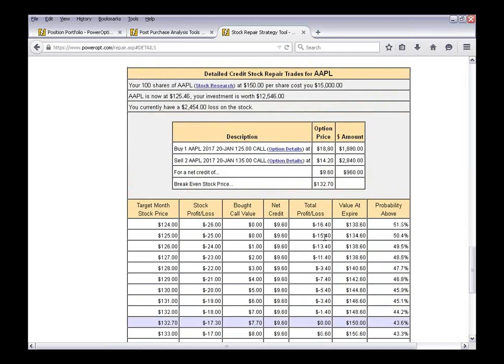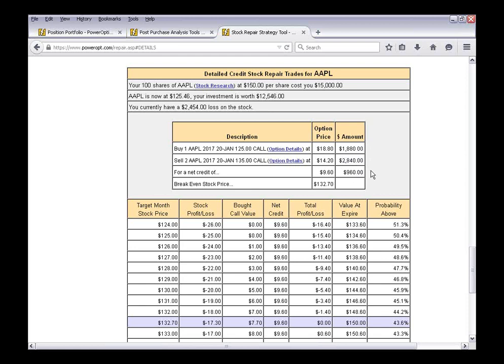All right, so we're shown that on this particular repair, we have our cost basis of 150. We're down 24.54. We knew this already. Our stock's trading at 125.46. We could buy one, equal to the number of shares we own, January 2017 125 call at 1880. We could sell two January 2017 135 calls for 1420. So we're going to pay 1880 out for that one call. We're going to collect 2840 for selling these two calls, and this gives us a net credit of 960.